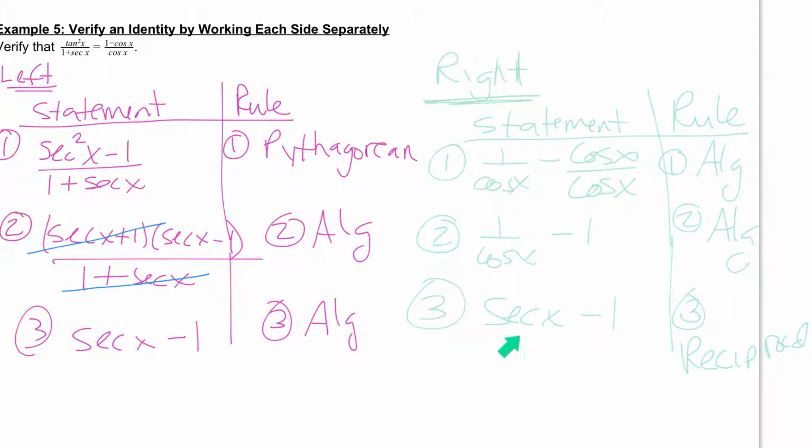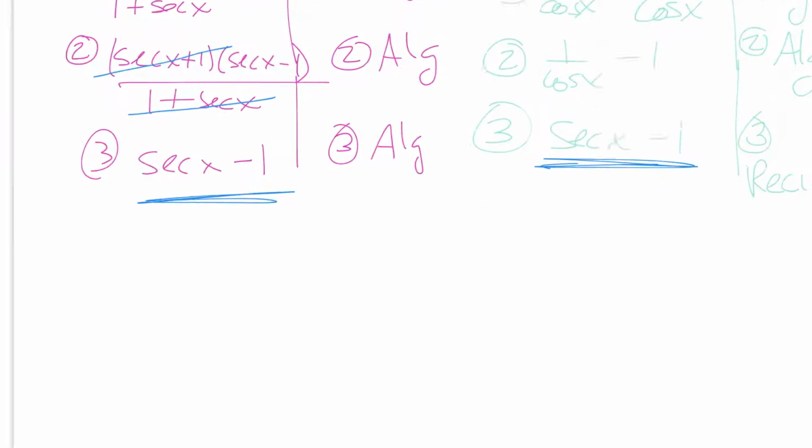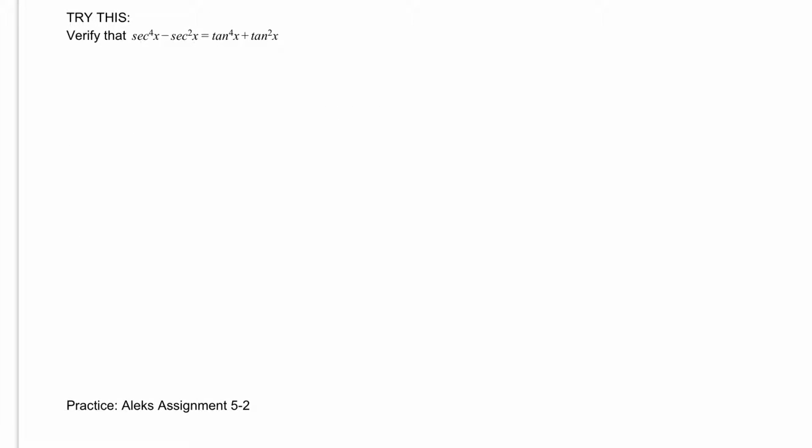Then I can see I have the same thing on the right as I have on the left. Once these are the same, then you're done. You have proven that the two sides are the same. You don't necessarily have to get back to what you started with. You just have to make sure that those two sides are the same. If you have questions, let me know. Otherwise, I want you to go ahead and take a look at the examples at the try this. When you're done giving it a try, go ahead and unpause it and check your answer.